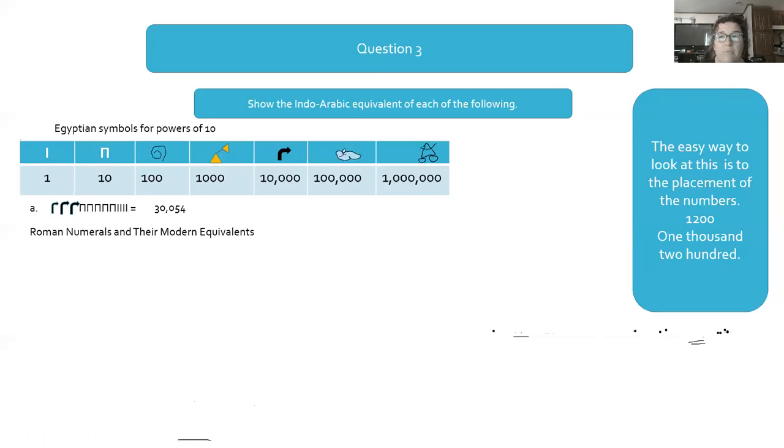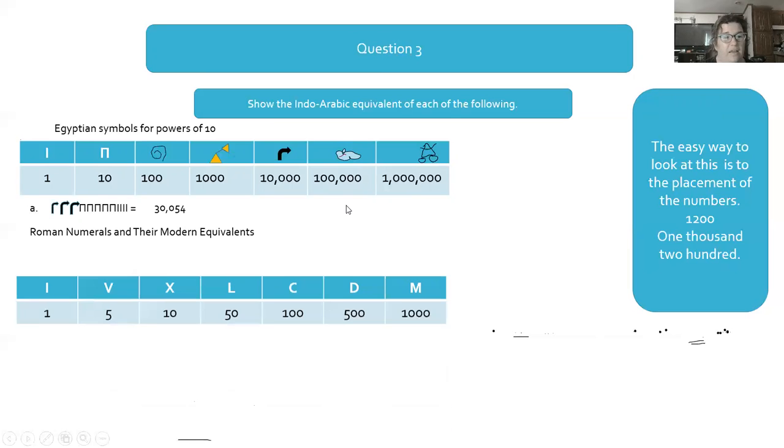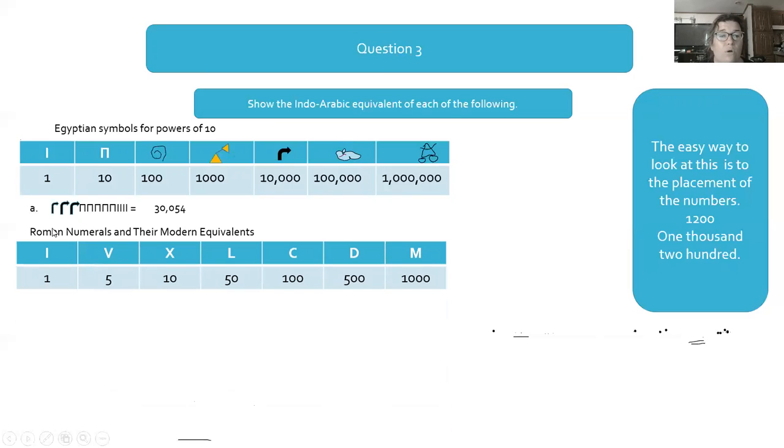Okay, here's another one. Again, these are going to trip you up a little bit. Oh, and don't mind this little guy. He's supposed to be a whale, but I drew him crazy. Okay, next we're going to get the Roman numerals and their modern equivalents.